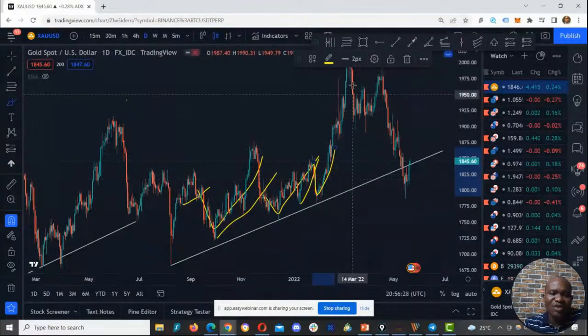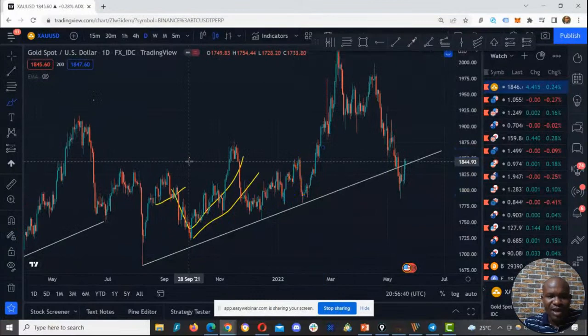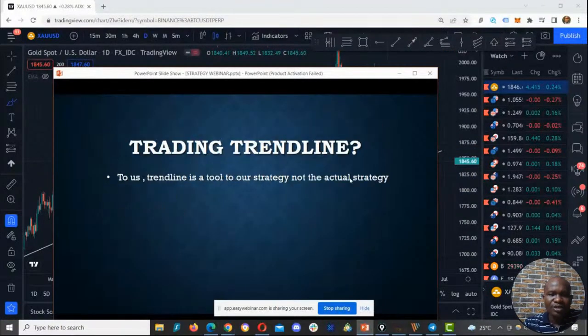Now, it depends on the kind of person you are. We are coming to the exact thing to do when a trend breaks, but we are telling you the 3 possibilities that you need to be watching out for when a trend breaks. Okay? All right, so let's write on. Trading trend lines. How to trade trend lines.